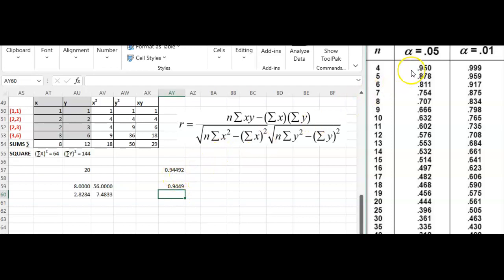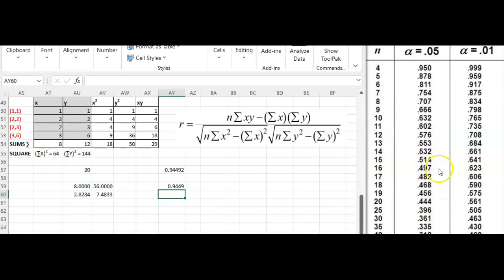So we have 0.945, which is less than 0.950, and it's less than 0.999. So our correlation of these two numerical values is not significant at 95 or 99%, even though it looks quite significant. But what's hurting us here is our small sample size, a sample size of just 4 ordered pairs.